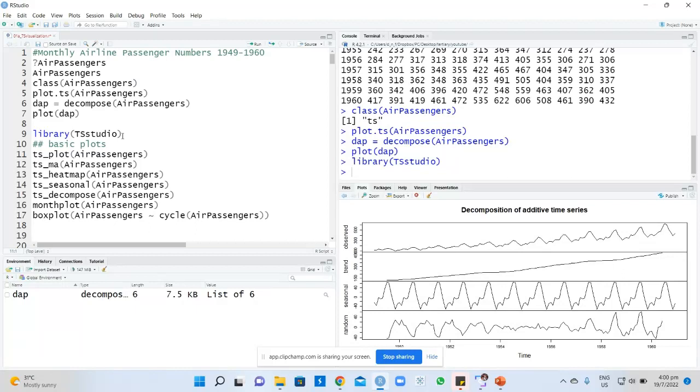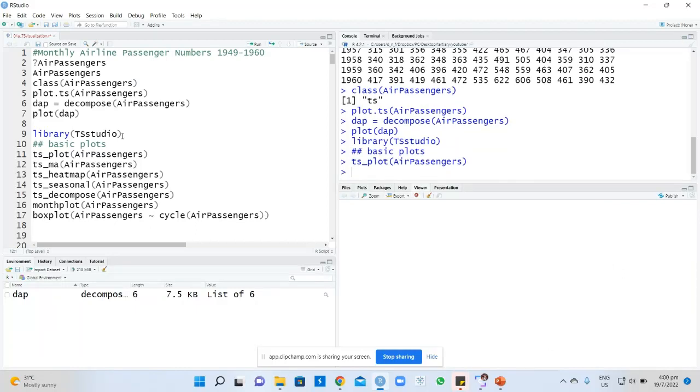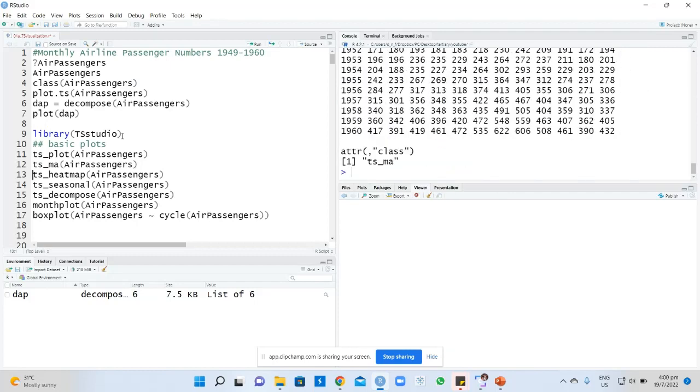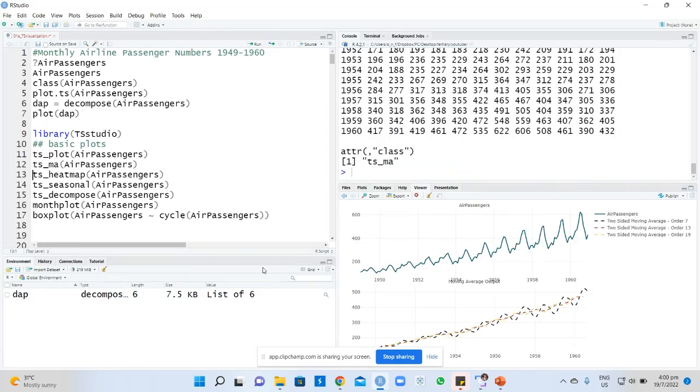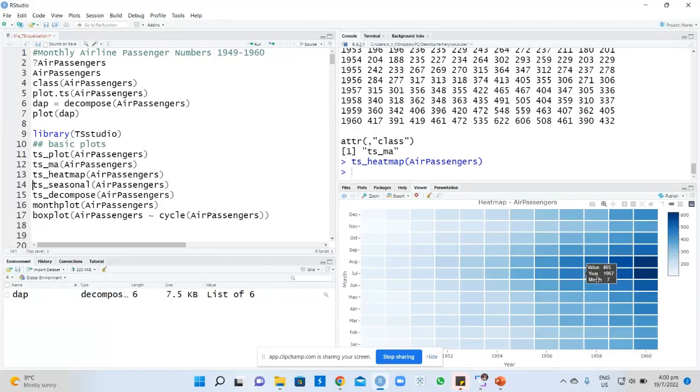Again, some plots like ts_plot. Again, we use it to get a basic time series as usual. MA stands for moving average, which shows you the moving average of the time series as it goes along. Okay. Heat map is also another useful function. You can see from here that the peak periods occur within June and July, and June, August, September. These are the peak periods.